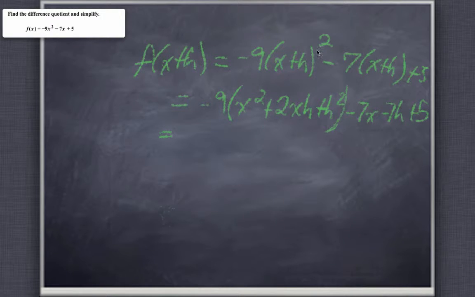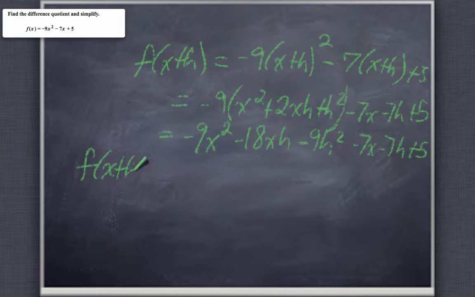Be careful with this because a lot of times what people do is say this is x squared plus h or x squared plus h squared. It's not. You do have to FOIL it. It's a binomial. So minus 9x squared minus 18xh minus 9h squared minus 7x minus 7h plus 5. And right now you're thinking, holy heaven, this is terrible, but the numerator of our thing is actually f of x plus h minus f of x.